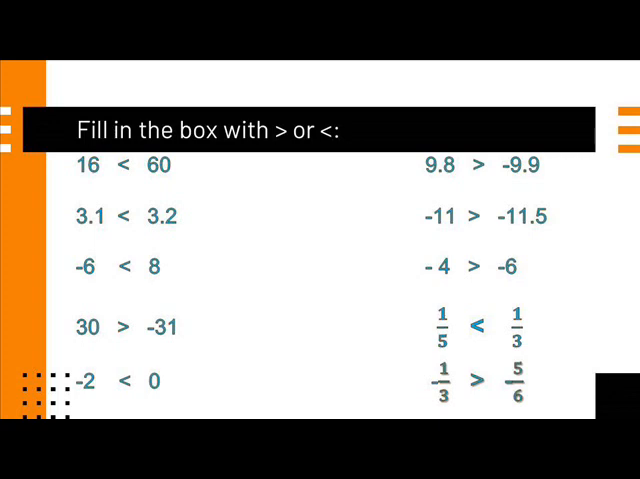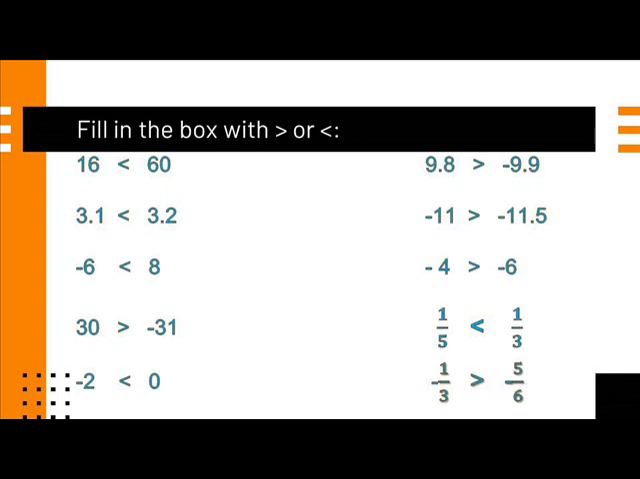Then we have minus 2 and 0. Well, 0 is greater than all the negative numbers, that's why minus 2 is less than 0. Then we have 9.8 and minus 9.9. Obviously 9.8 being the positive number is greater than minus 9.9. Then we have minus 11 and minus 11.5. Here you must remember that the lesser the value of a negative number, the greater it is considered. So minus 11 is greater than minus 11.5.